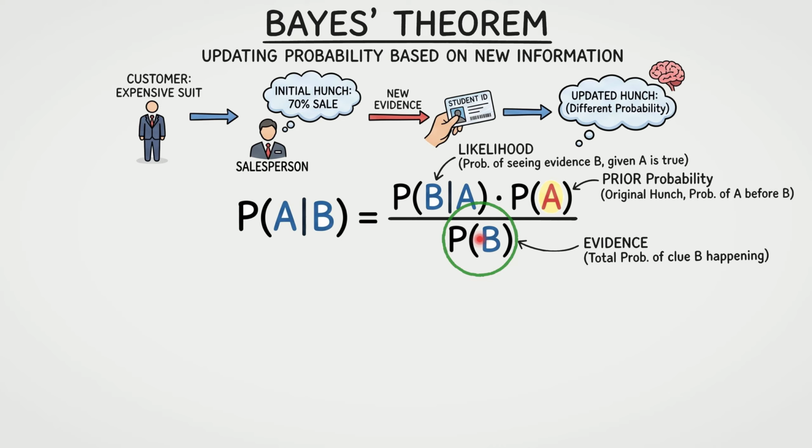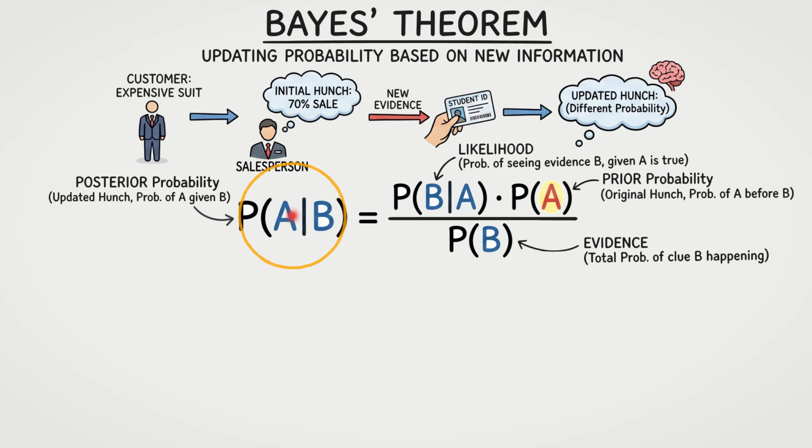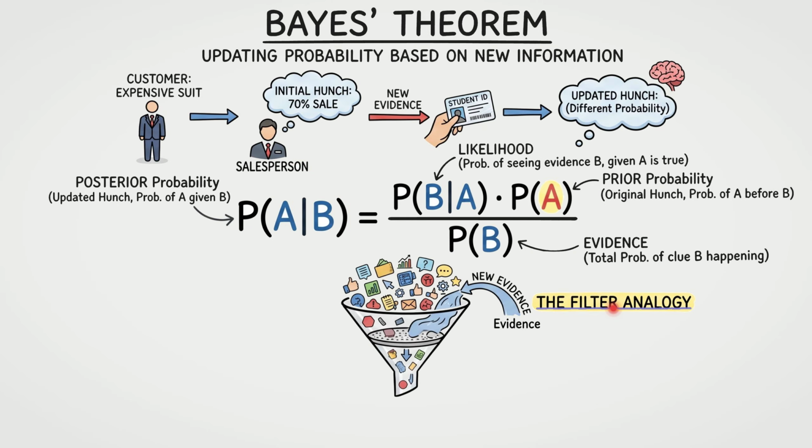When you calculate this out, you get the posterior probability, P of A given B. This is your fully updated hunch, the chance of event A happening given that we now know event B has occurred. A fantastic way to visualize this equation in action is as a filter. You start at the top with a large pile of possibilities, representing your original hunch. Then as you pour in new evidence, the math acts like a funnel.